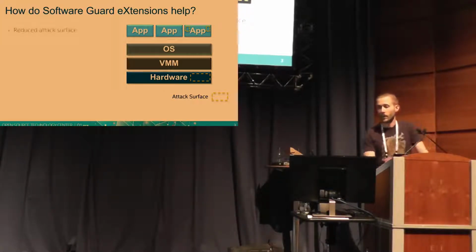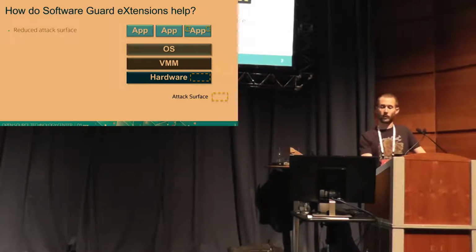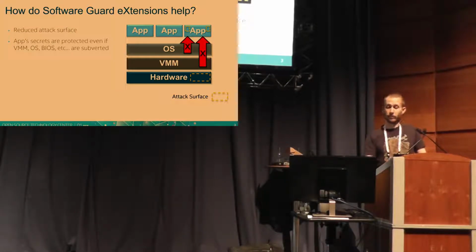The main goal of SGX is to reduce the attack surface. So shrink it down to just your application and some of the hardware and firmware. The idea being, even if you manage to subvert the VMM or the OS or even BIOS, you can still have some protections and still protect your secrets from leaking or from attack.